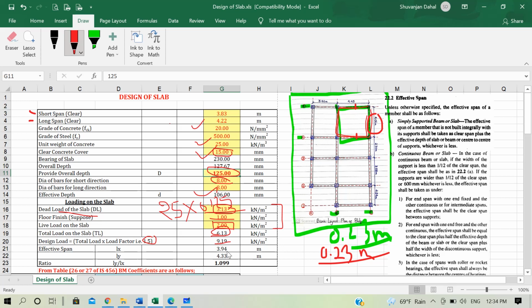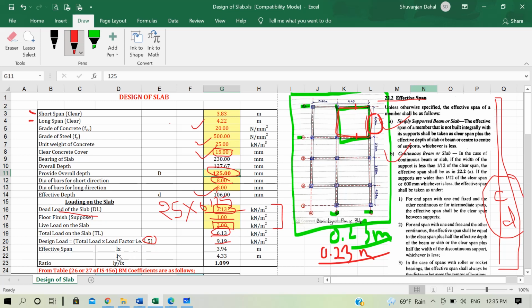To find the effective span, you have clauses in IS code. You have clause 22.2 for effective span of beam and slab. You can go through your code and look through these codal provisions. In A, you have for simply supported beam or slab. In B, you have for continuous beam or slab. There is C for cantilever slab, and in D, there are for frames. So you can go through this clause 22.2 in IS 456 code.